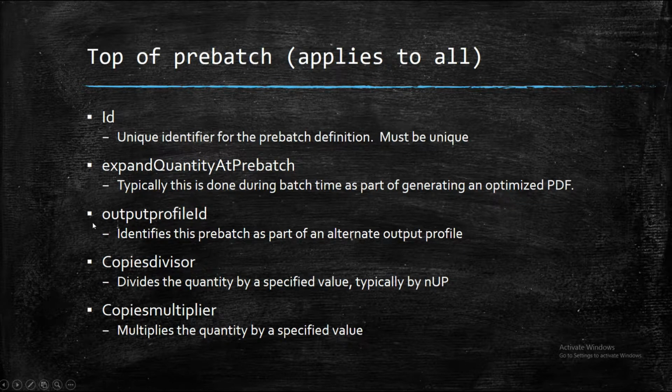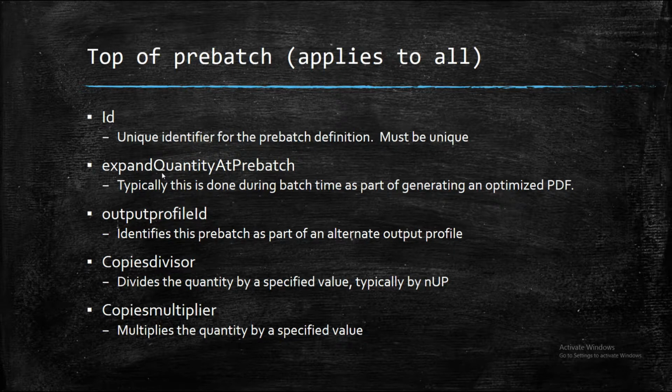The next attribute is output profile ID, and we're not going to really get into output profiles within this part of the series because it's going to be its own section down the line. But the output profile ID is the exception to where you would have multiple prebatch definitions with the same ID, because then it becomes the combination of the prebatch ID along with the output profile ID that makes that prebatch definition unique.